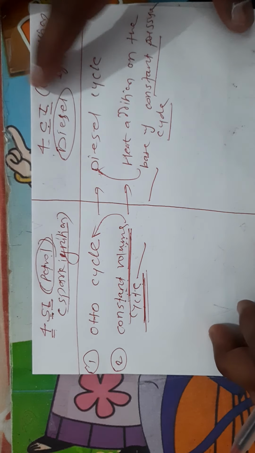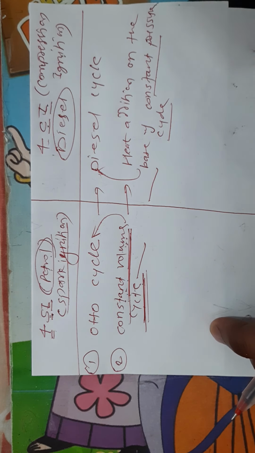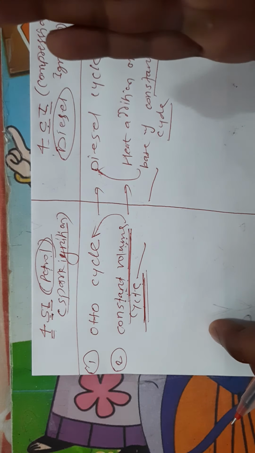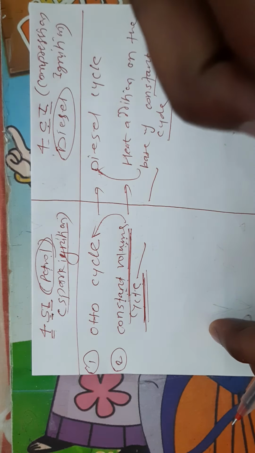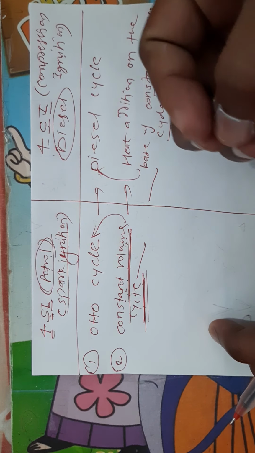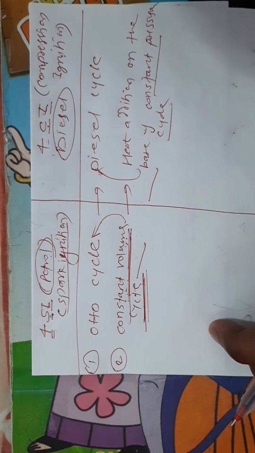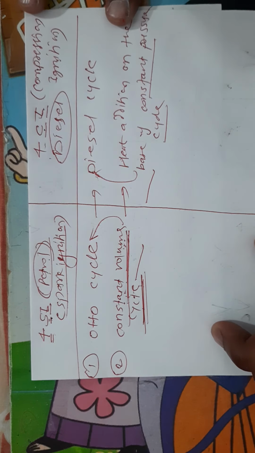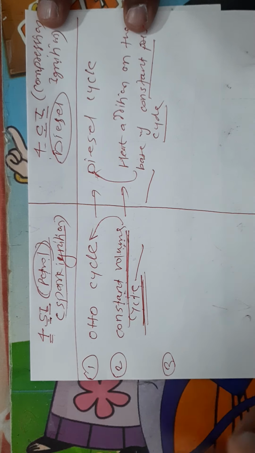But right now, keep in your mind that the SI engine works on the petrol Otto cycle, and the four-stroke CI engine works on the diesel cycle. Our four-stroke SI engine does heat addition on the basis of the constant volume cycle, and the four-stroke compression ignition engine does heat addition on the basis of the constant pressure cycle, the constant pressure process. Now, my dear students, compression ratio is again a very important term as far as our engine is concerned.